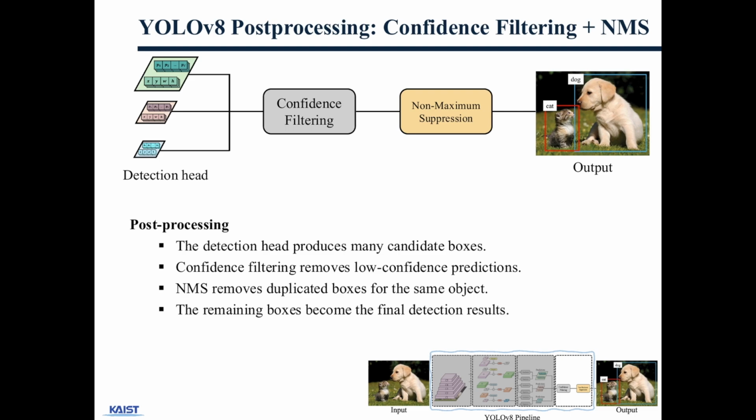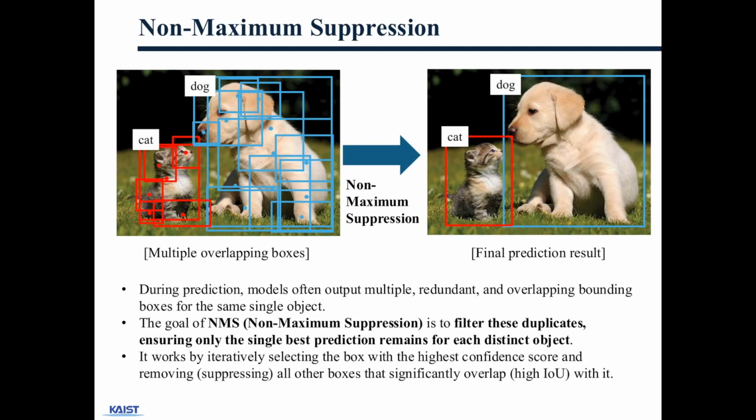In real-time systems, post-processing also has to be efficient. Even if the neural network is fast, slow post-processing can reduce the overall frame rate. That is why object detection systems must be designed as a complete pipeline, not just as a neural network. Let us examine non-maximum suppression more carefully.